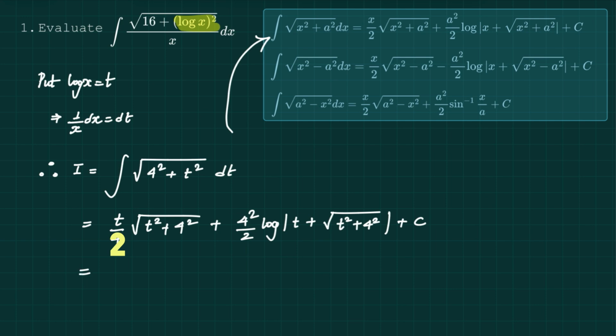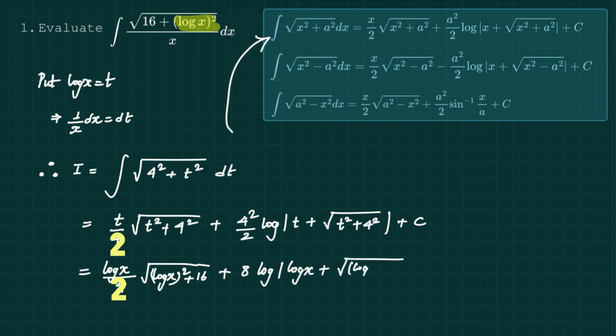So simplifying and putting back the value of t, we will have log of x by 2 square root of log of x whole square plus 4 square, that is 16, plus 16 over 2 which is 8, log of x plus square root of log of x whole square plus 16, plus c.